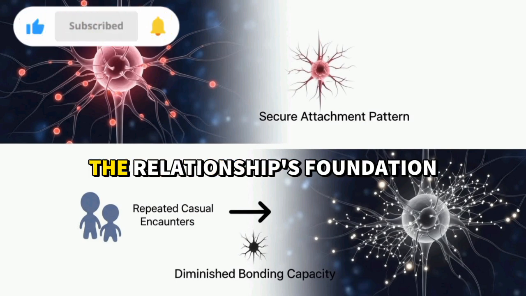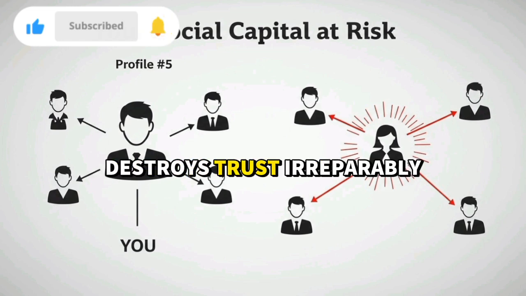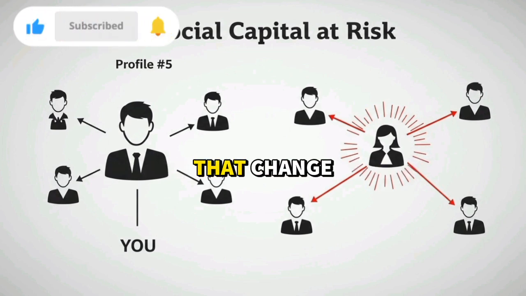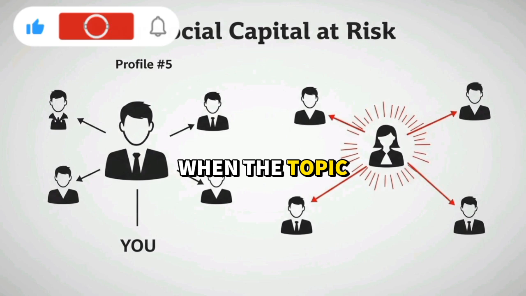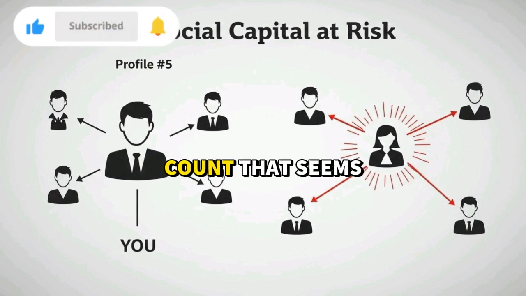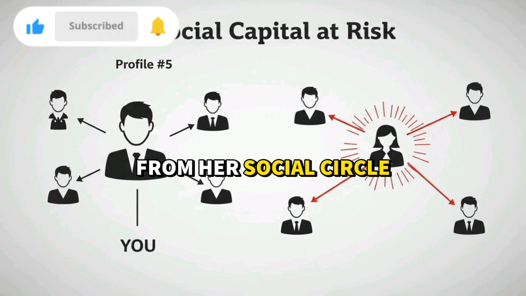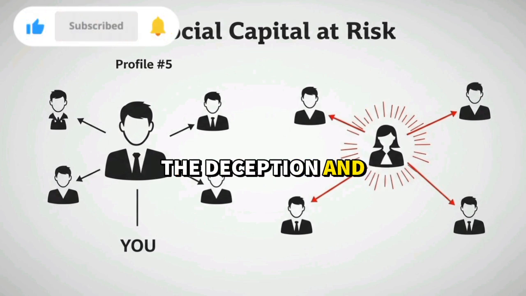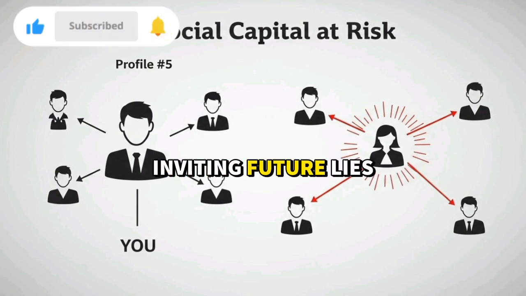The discovery that the relationship's foundation is built on a lie typically destroys trust irreparably. Key identifiers: stories about her past that change or lack specific details, heightened defensiveness or emotional manipulation when the topic arises, a claimed partner count that seems improbably low and static, comments from her social circle that contradict her official narrative. If you discover the deception and remain, you teach her that the strategy is effective, inviting future lies.